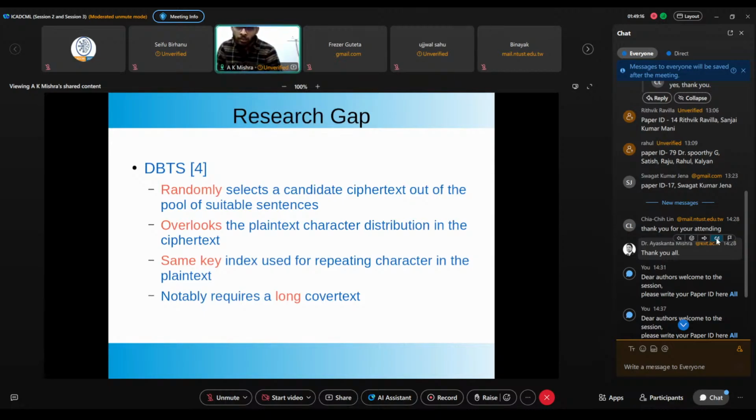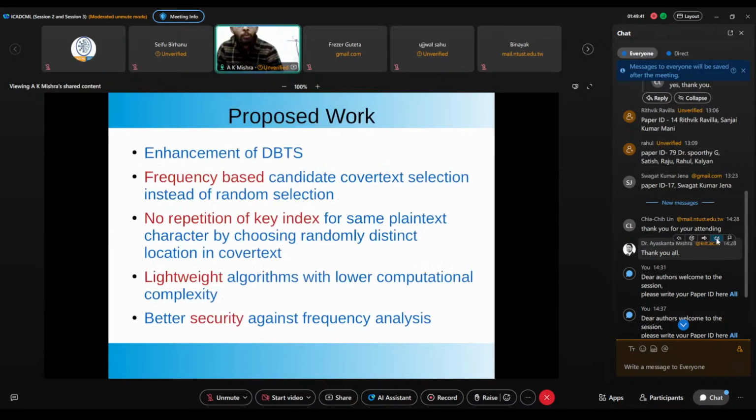Let's say there is this secret message Aravali, and it has A repeating 3 times. So what it did was that when we found a ciphertext, it gave the key with the repeated key index for A repeating 3 times. So it was one of its shortcomings. And lastly, it required a long cover text. So we have to get over this too.